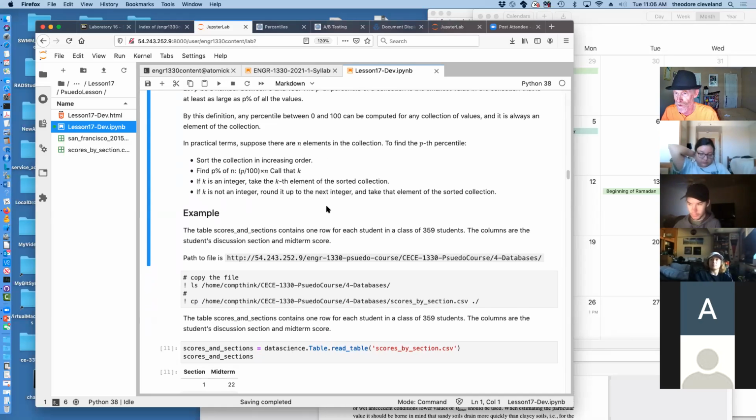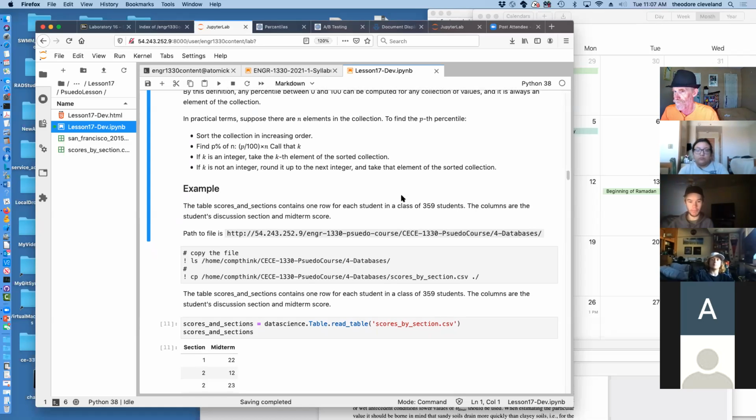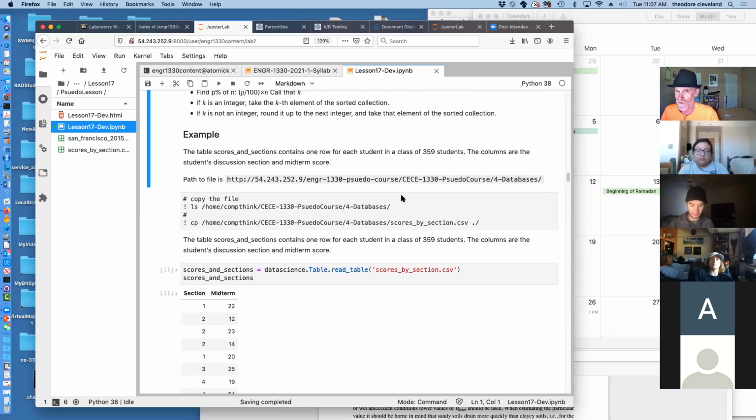In practical terms, suppose there are n elements in the collection. To find the Pth percentile, do the following. Sort the collection in increasing order. Does that sound familiar? Yeah, that'd be a yes. Find the P percentile of n: P divided by 100 times n, call that k. If k is an integer, take the kth element of the sorted collection. If k is not an integer, round it up to the next integer, and take that element of the sorted collection. So that almost sounds like a Weibull plotting position function. There's a reason it almost sounds like that, because it is.